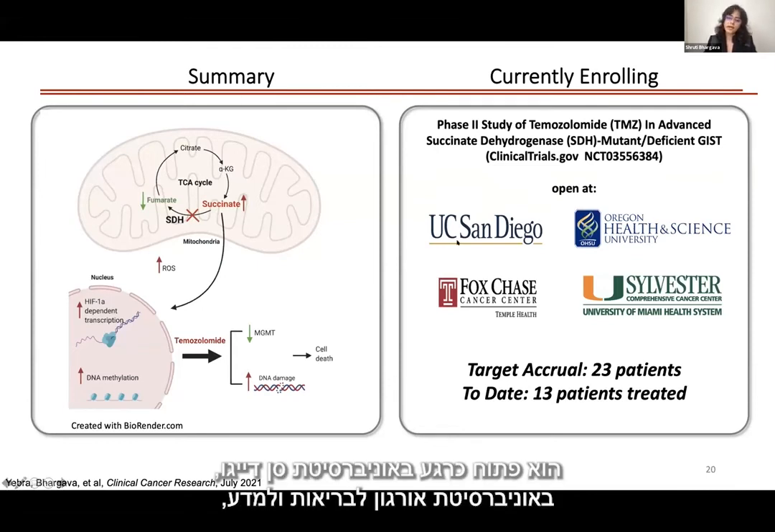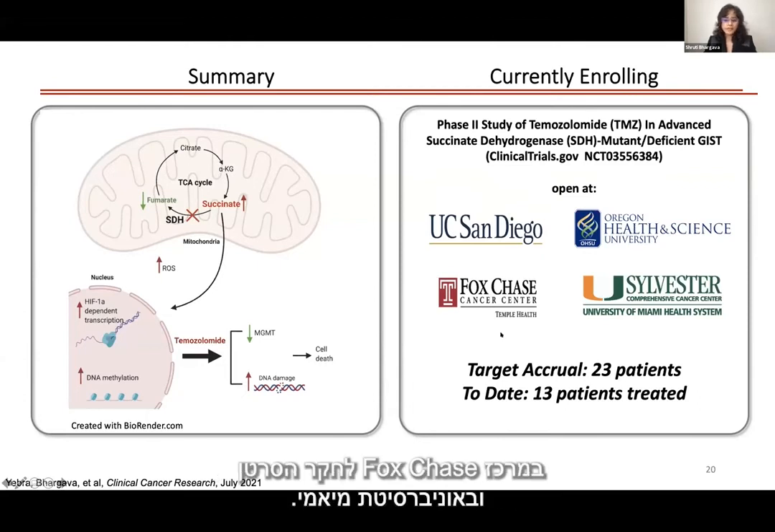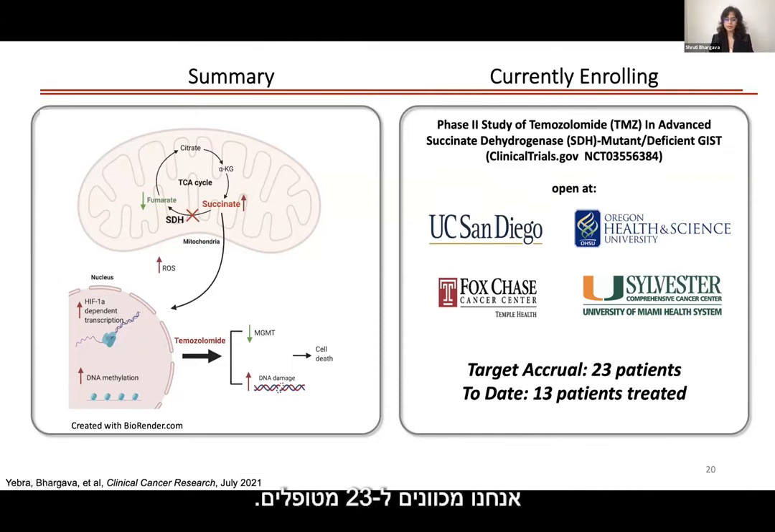And it is open at UC San Diego, Oregon Health and Science University, Fox Chase Cancer Center, and University of Miami. Our target accrual aim is 23 patients, and to date, 13 patients have been treated.